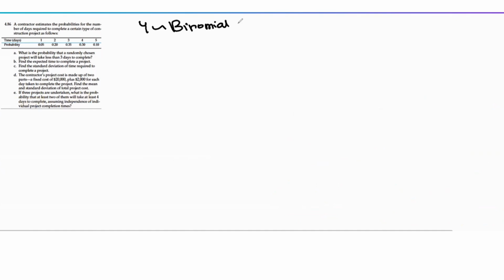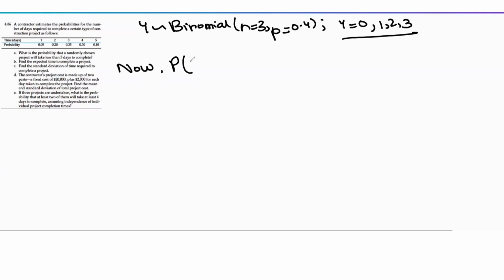So y is binomial. The number of trials, which in this case represents the number of projects, is 3. Probability of success is 0.4. And y takes values 0, 1, 2, and 3. This is important to keep in mind. So now we want to find the probability that there are at least two projects that will take at least 4 days to complete, right? So the probability that there are at least two projects, so probability y is greater than or equal to 2, because at least means greater than or equal to.